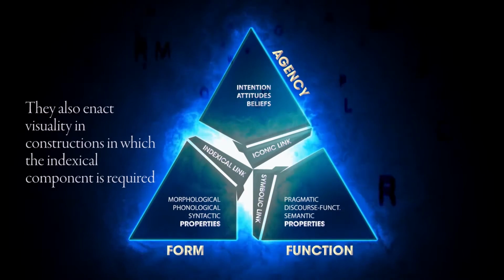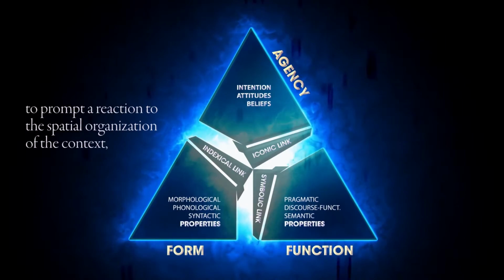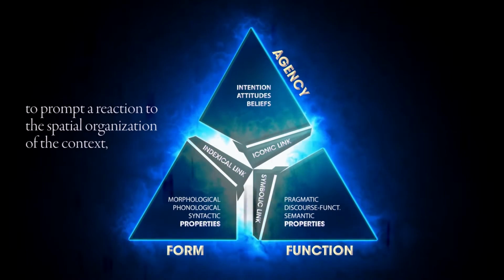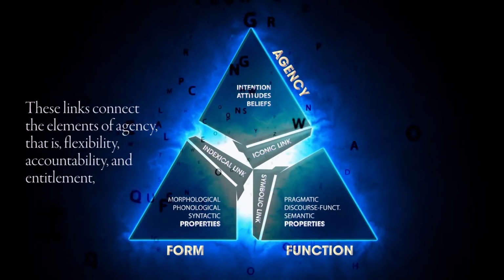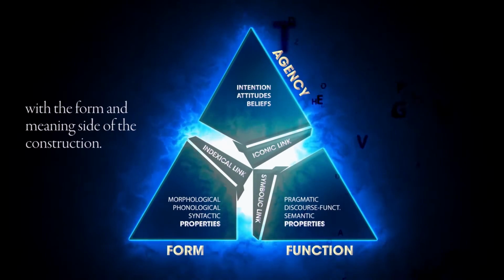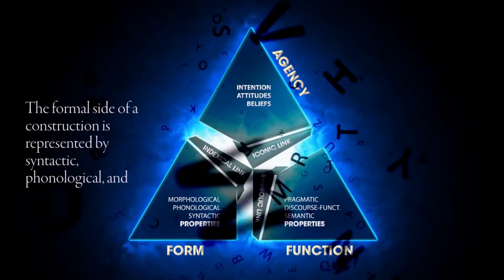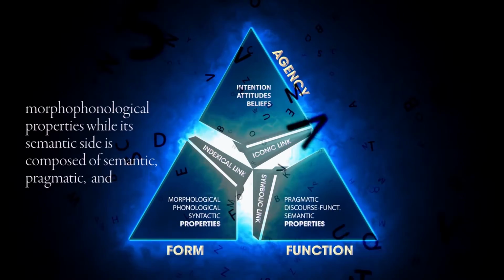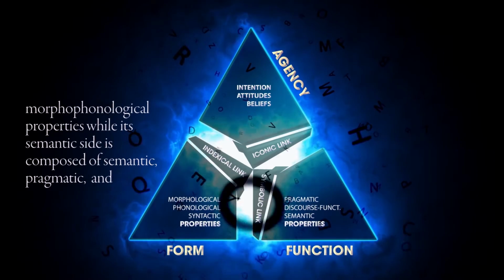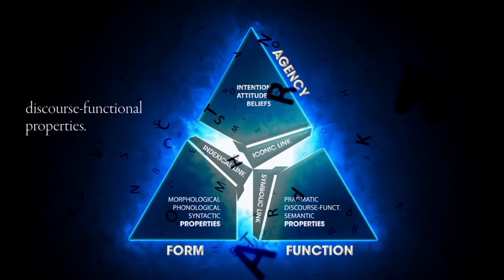They also enact visuality in constructions in which the indexical component is required to prompt a reaction to the spatial organization of the context. These links connect the elements of agency, that is, flexibility, accountability, and entitlement, with the form and meaning side of the construction. The formal side of a construction is represented by syntactic, phonological, and morphophonological properties, while its semantic side is composed of semantic, pragmatic, and discourse functional properties.